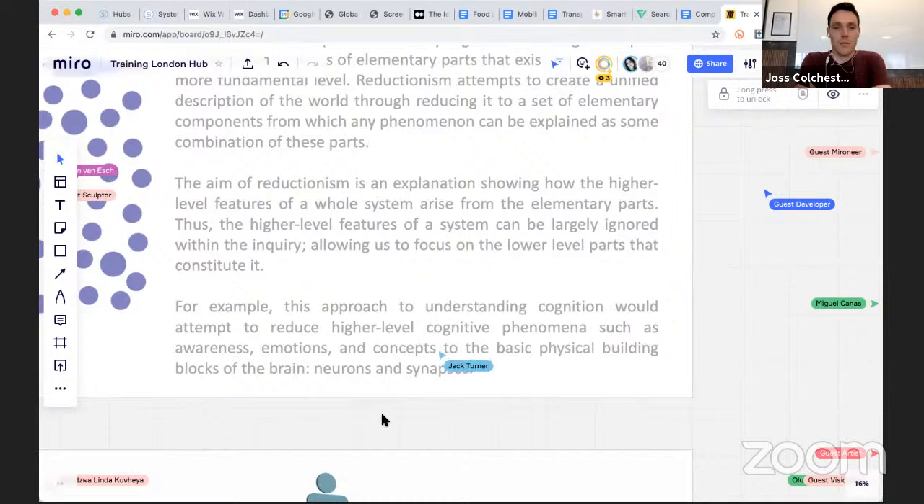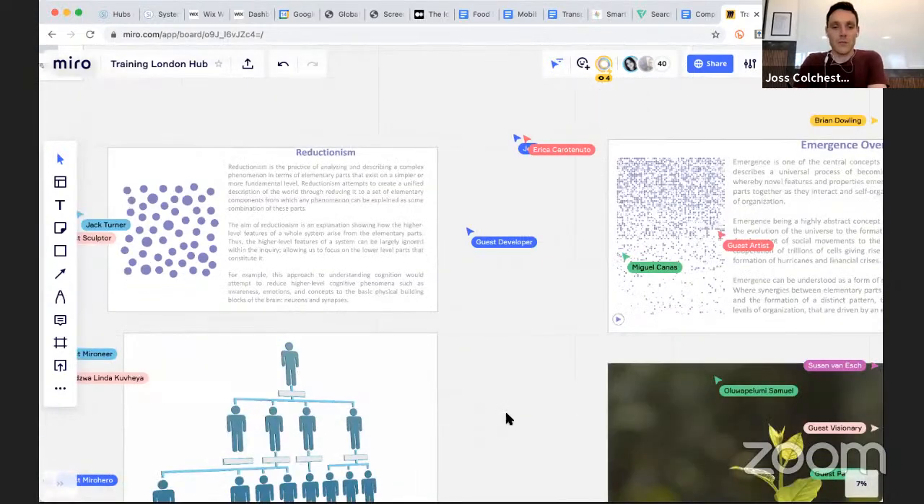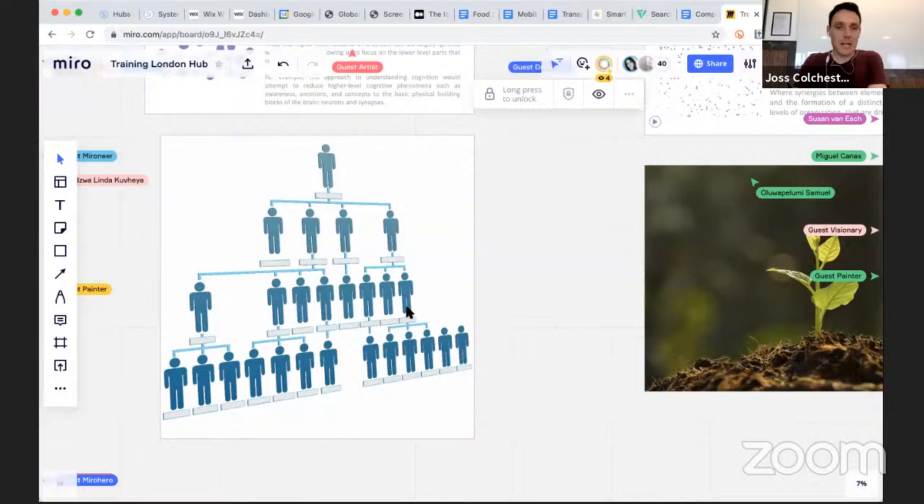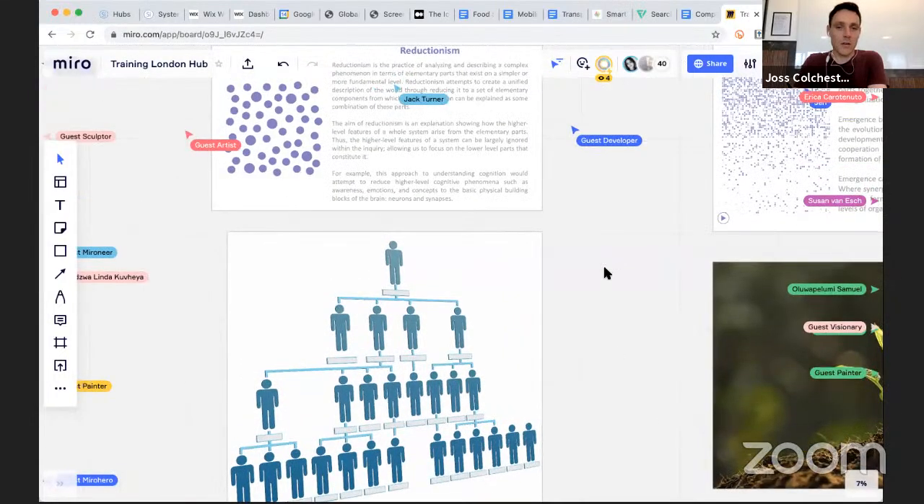So, for example, this reductionist approach to understanding cognition would attempt to reduce high-level cognitive phenomena such as awareness, emotions, and concepts to the basic physical building blocks of the brain, neurons and synapses. A reductionist neuroscientist would say, well, the brain is nothing more than these neurons and synapses. How could it be anything more than the neurons and synapses? So they try to describe everything with reference to those little building blocks. Of course, if you did that to an organization, it would end up like this, and we see a few of those around here. So we get the idea.